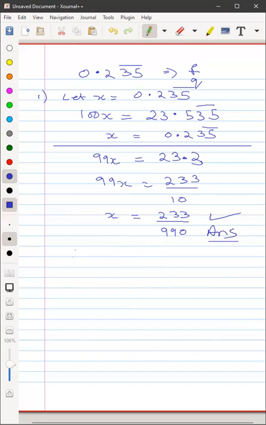So that means 0.235 bar is nothing but 233 by 990. Got it? Same thing. Just remember that this is a slightly different case. Okay? Copy this down as another example.